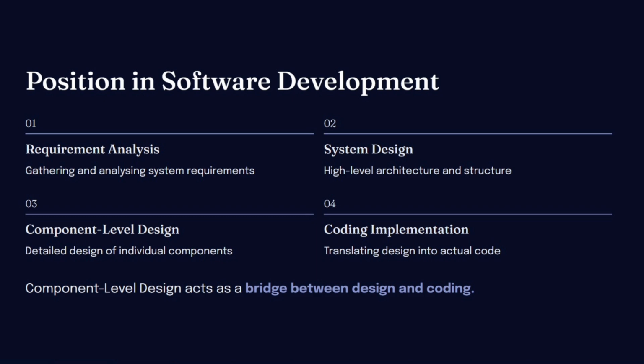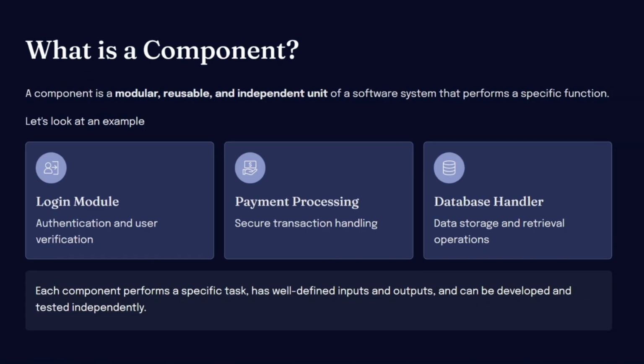So we can say that component level design acts as a bridge between design and coding in the software development lifecycle. Now that we have an idea of component level design, let's discuss what basically a component is. A component is defined as a modular, reusable and independent unit of a software system that performs a specific function. Now let's take a look at some examples.